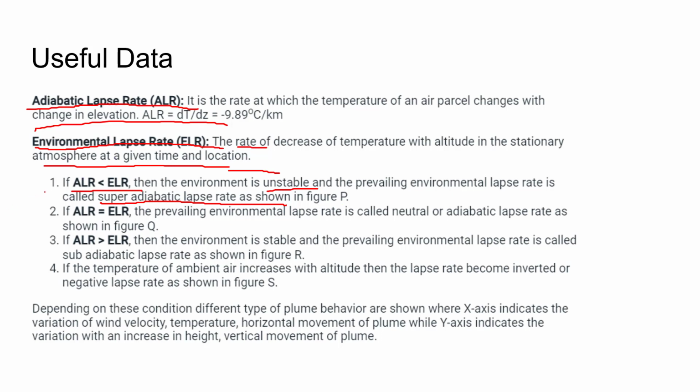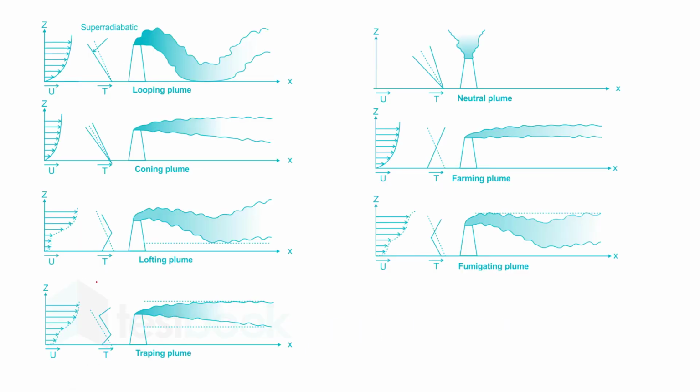Similarly, you can imagine the other 3 conditions: ALR is less than ELR, ALR is equal to ELR, and ALR is greater than ELR. And last, if the temperature of ambient air increases with the altitude, then the lapse rate becomes inverted, or a negative lapse rate, as shown in figure S. So these are 4 conditions. You will get to know more in the figures. Depending on these conditions, the air will behave. So I will show you all the conditions.